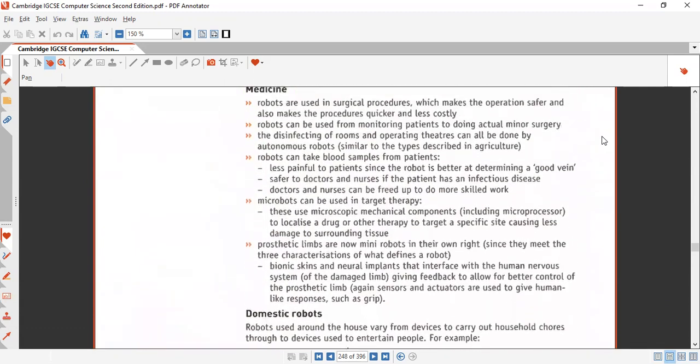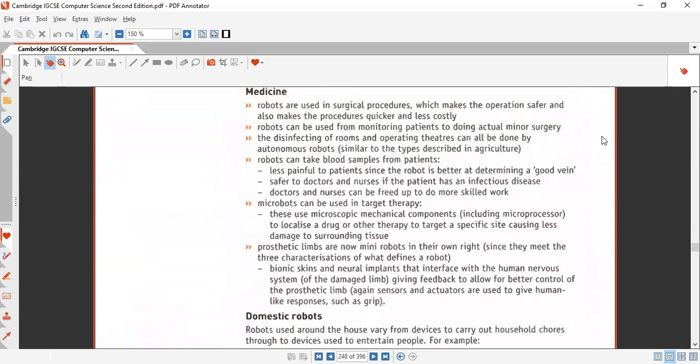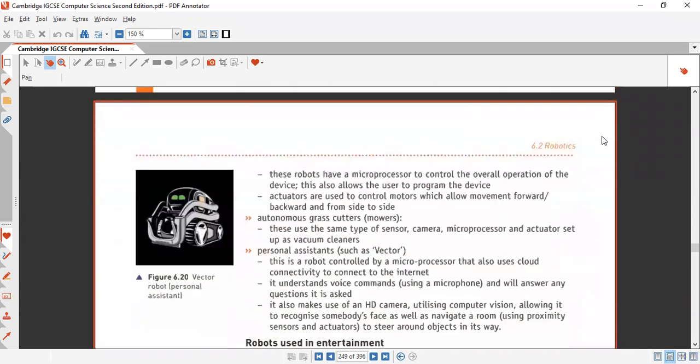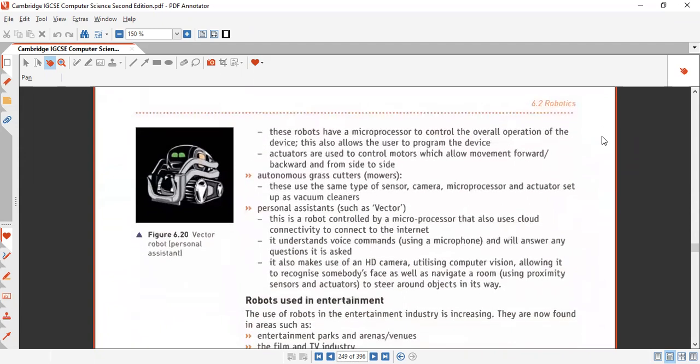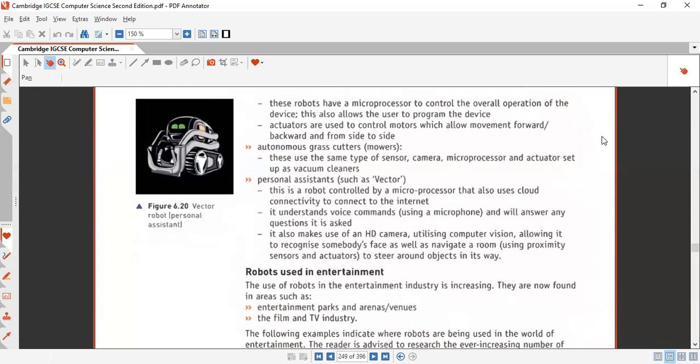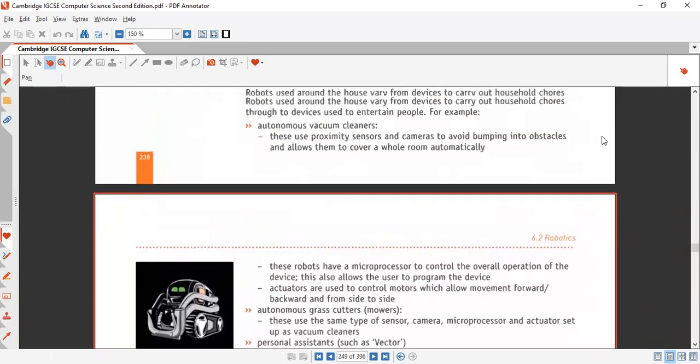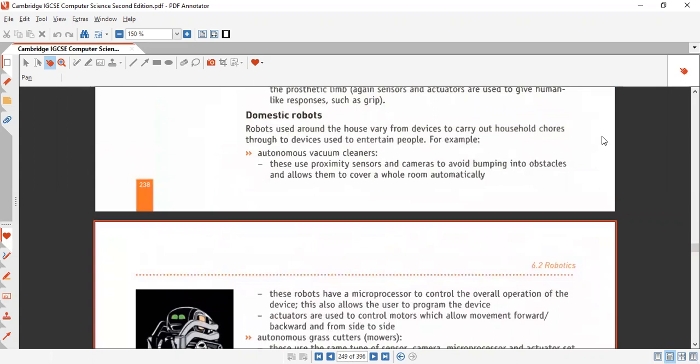Similarly, it comes with medicines. In the field of medicines, a robot is being utilized widely. Domestic robots. Now, what are domestic robots? Domestic robots are bots that basically help you out in daily life work. For example, a grass cutter and a vacuum cleaner. These are all examples of domestic robots.